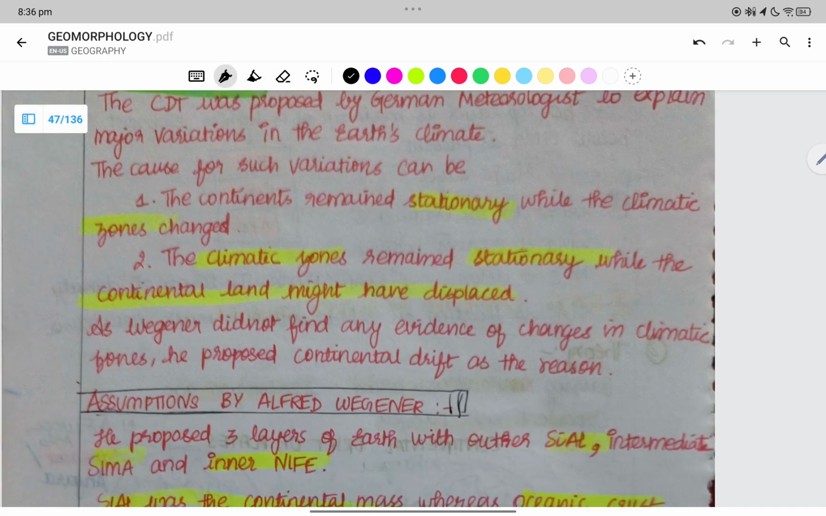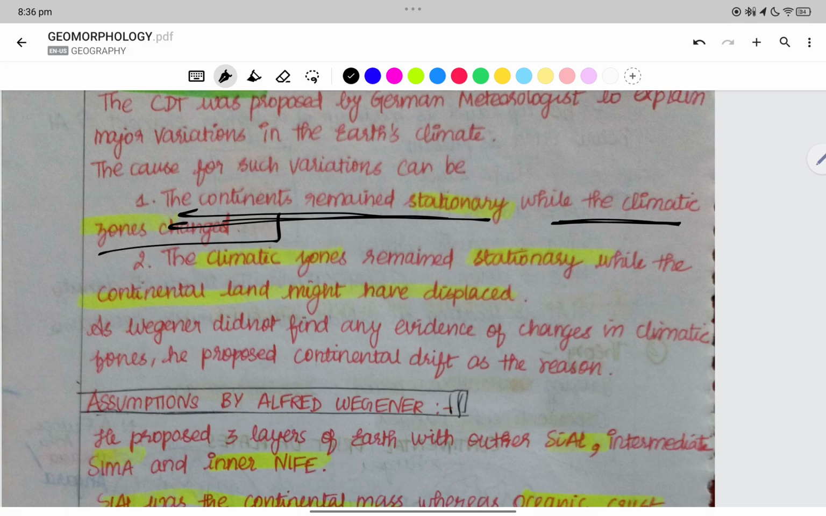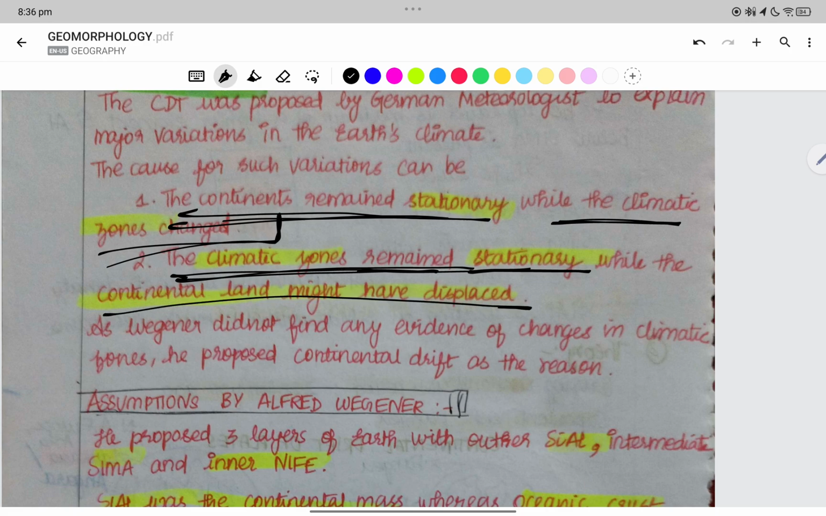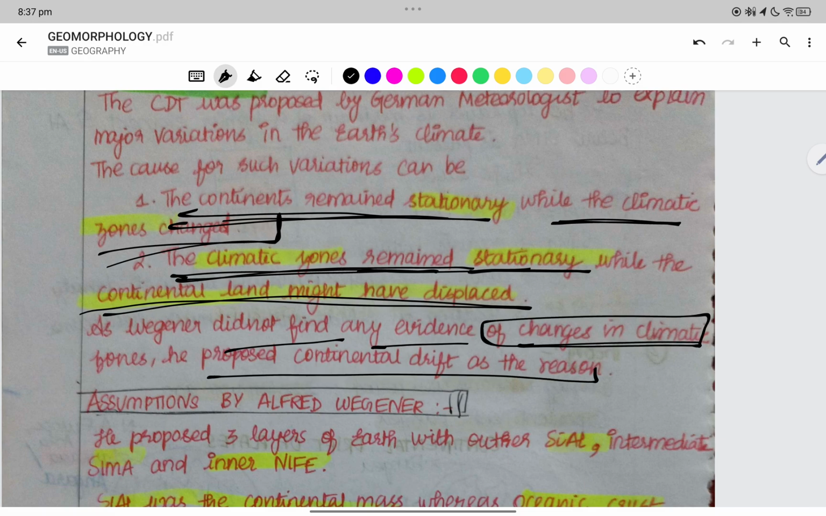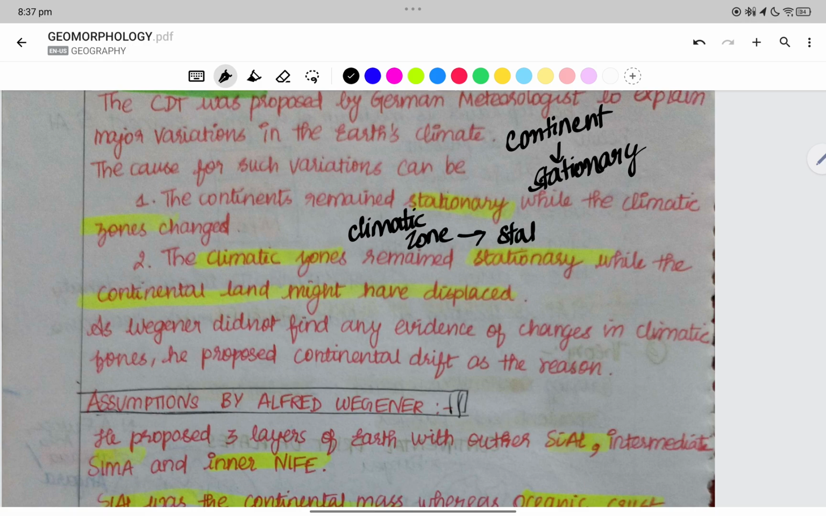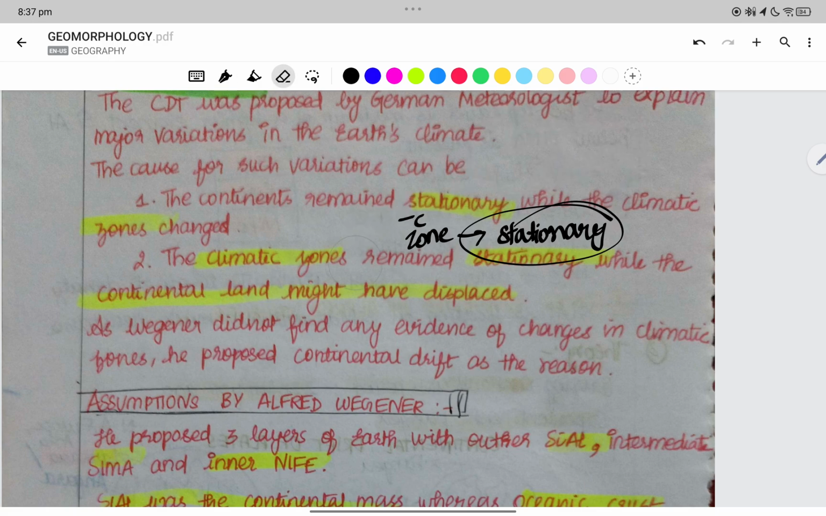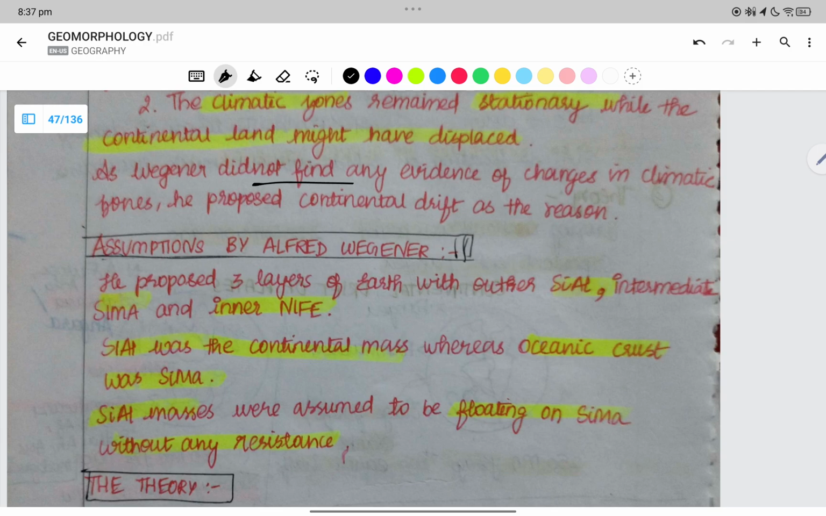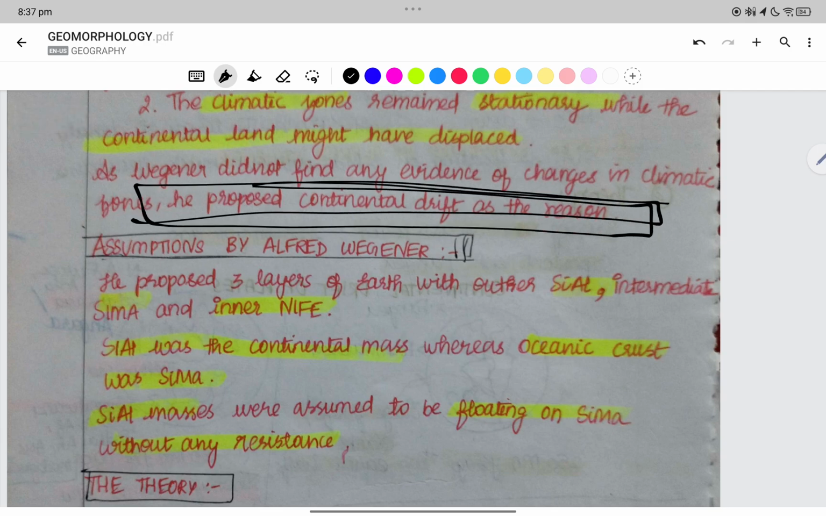The cause of the variations is that either the continents remain stationary while the climatic zones change, or the climatic zones remain stationary while the continents have displaced. Wegener did not find evidence of changes in the climatic zones. Therefore, he proposed that continental drift is the reason.